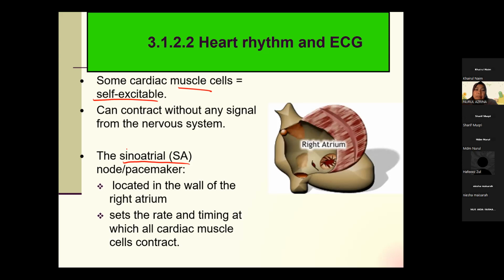Okay, sinoatrial node. Madam, boleh ke saya tulis macam madam tulis tadi? SA, boleh. Make sure SA, capital S, capital A, node.